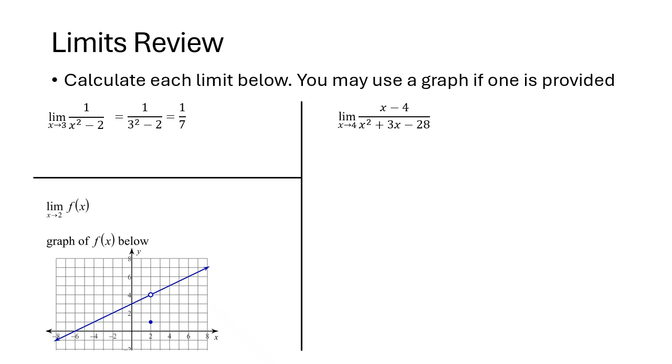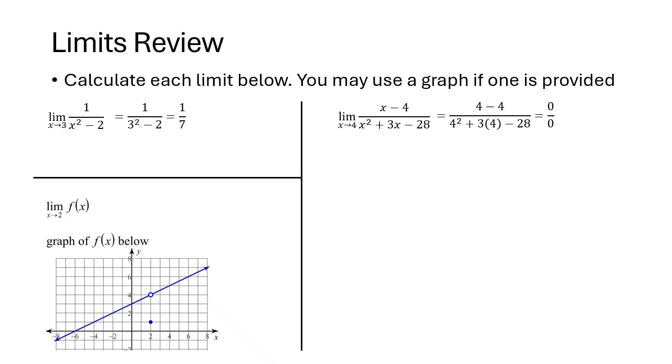So now let's take a look at the limit as x approaches 4 of x minus 4 over x squared plus 3x minus 28. If we plug in 4 for x, we get 0 on the top and 0 on the bottom. So that is 0 divided by 0, which you may recall from earlier in the course does not have a value and cannot be left as a final answer for a limit.